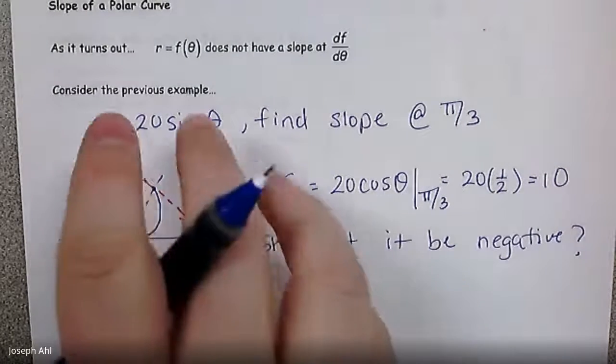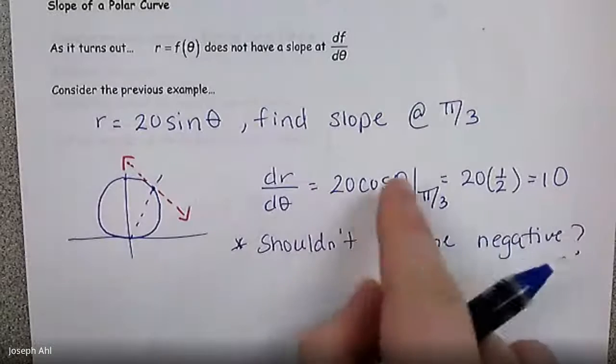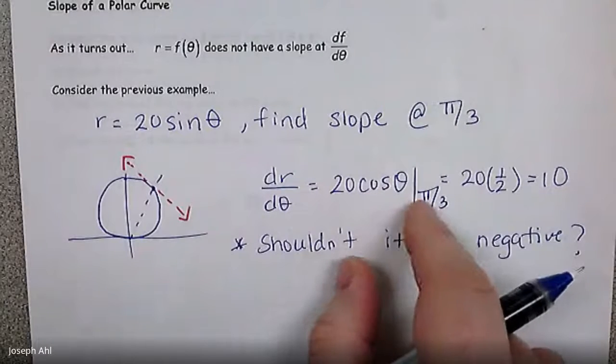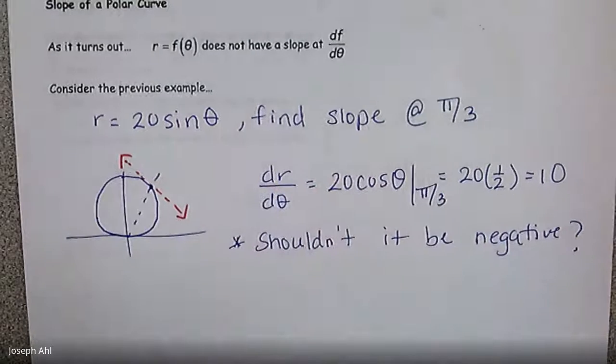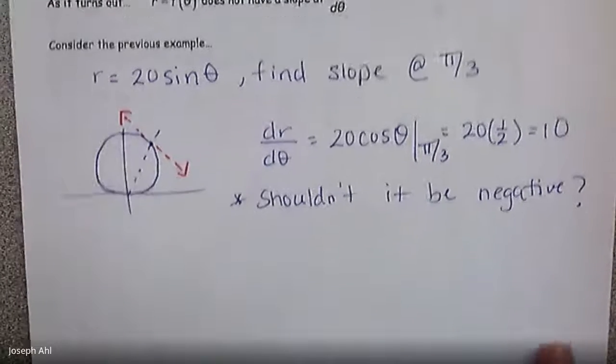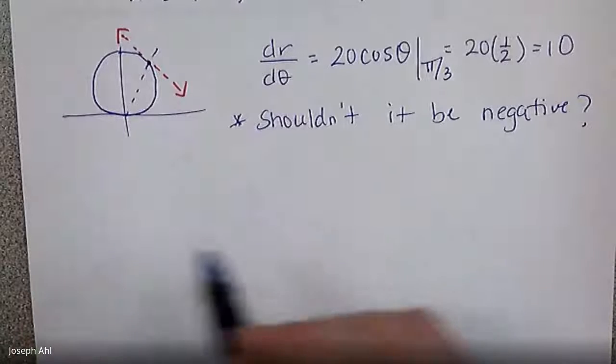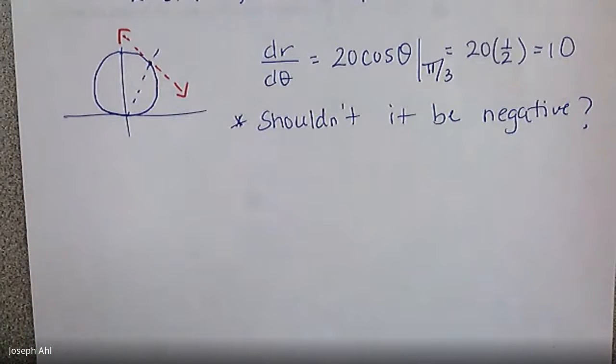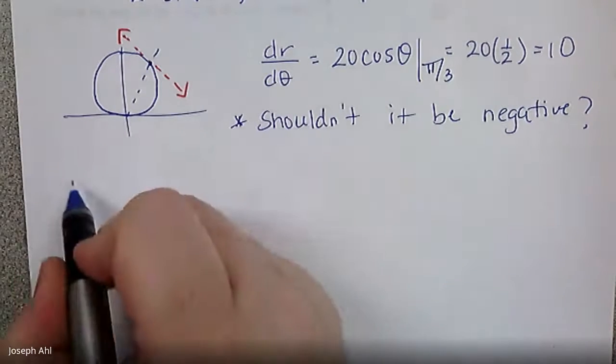Okay, so this is proof that, yeah, we can't just find dr d theta, plug in the value we're trying to find the slope at, that angle, and go on our merry way. There's a different process to finding slope of a polar curve. And it relies on some of the rectangular conversions that we have with x's and y's in polar form.